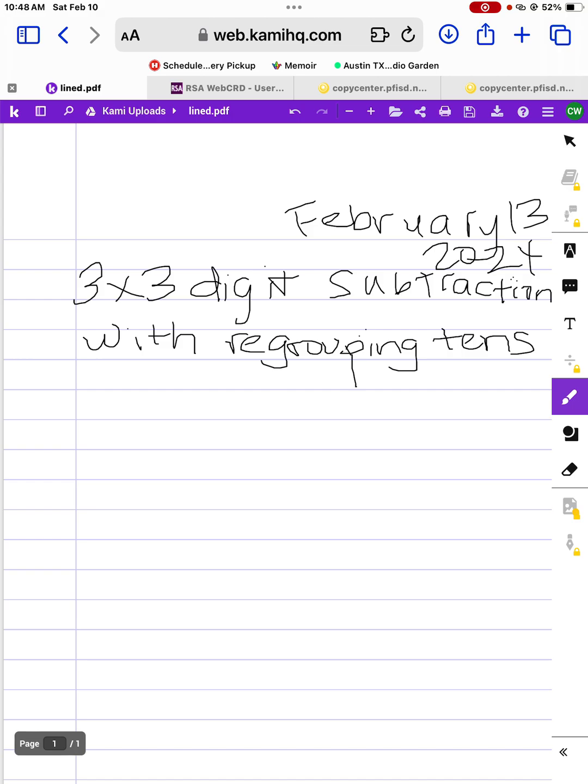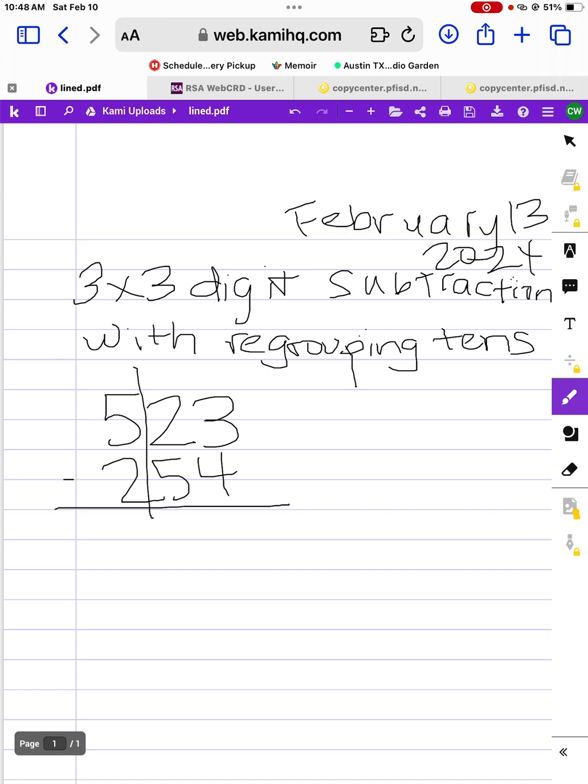All right, so we are going to write our first problem. I'm going to write a little bit bigger because, again, I'm using my finger. 523 minus 254. Okay, so again, when I'm doing my subtraction, I want to make an HTO chart at the top, just so that I can keep them organized.